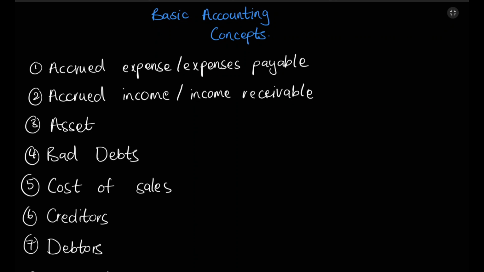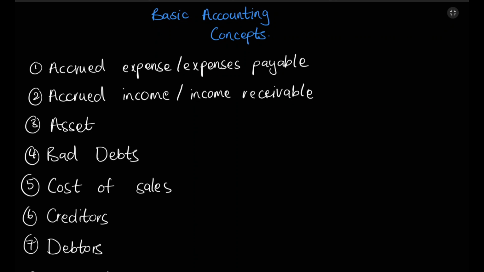Now let's try accrued income, number 2. This is income that is still owing to the business at the end of the financial year. In simple terms, the business earned the money, but they haven't received it yet. For example, let's say a customer bought goods on credit and still owes the business 2,000 rands.